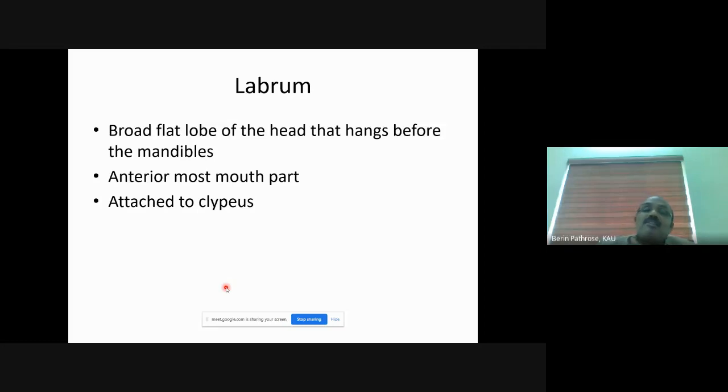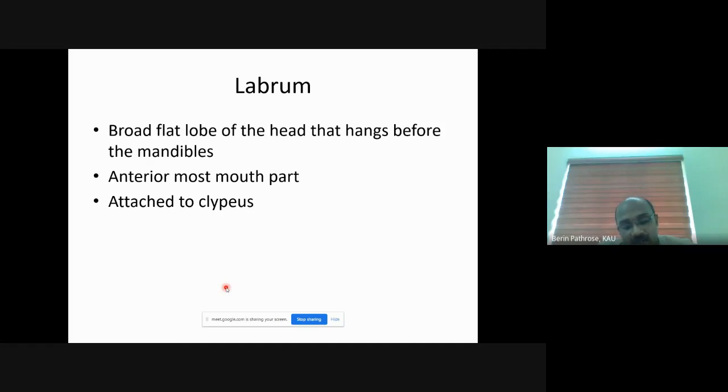The first part of a chewing and biting mouth part is labrum. Labrum is a broad, flat lobe that hangs before the mandibles. See it over here, labrum will be like this. This is a broad, flat, lobe-like structure, and this will be hanging in front of the mandibles. Mandibles will be lying like this on either side. One mandible will be here, another mandible will be here, and the labrum will be in front of the mandibles, hanging in front. It can move forward and backward. And this is the anterior most mouth part, and it is attached to clypeus.